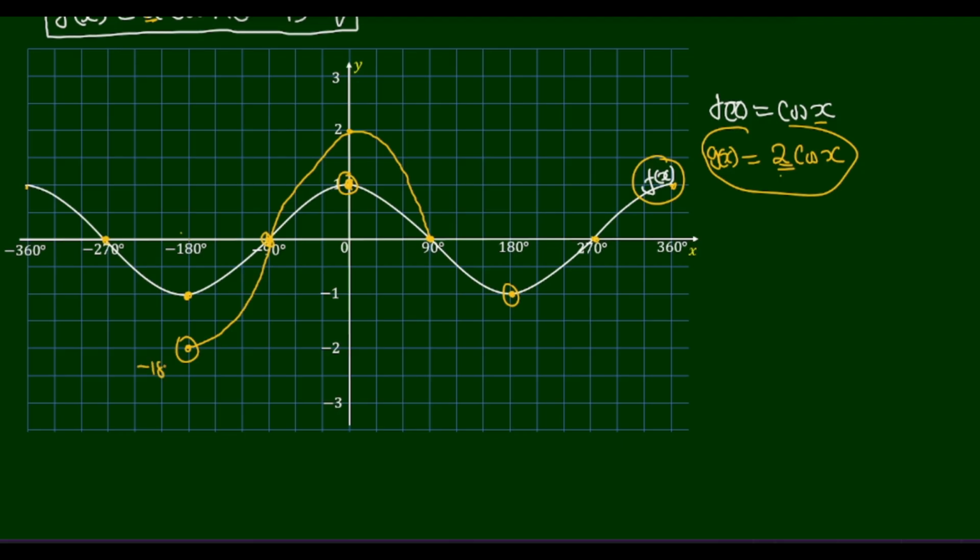Here is negative 180 degrees, and then negative 2 there. Okay, and then here we have our endpoint there. Okay, right, that's how we sketch the graph. Right, let's look at the next one.